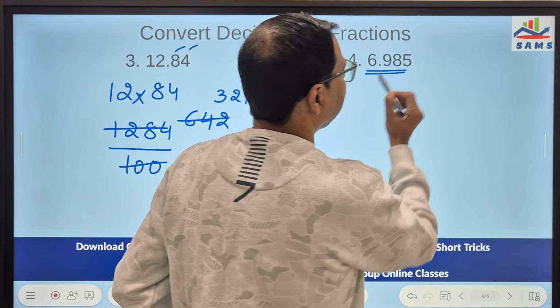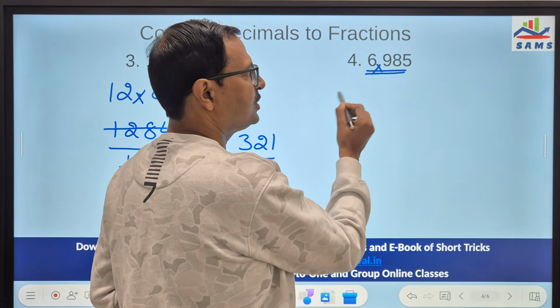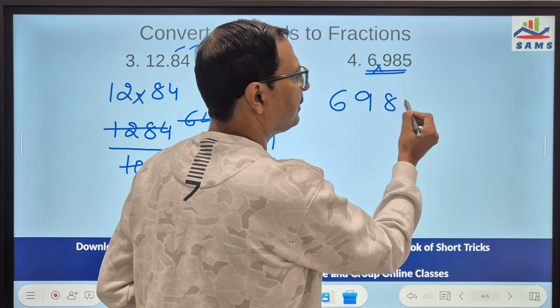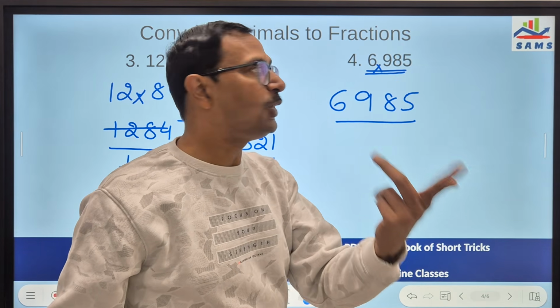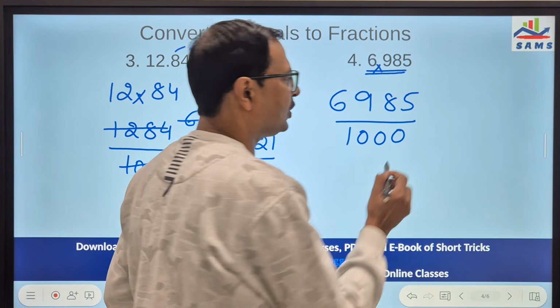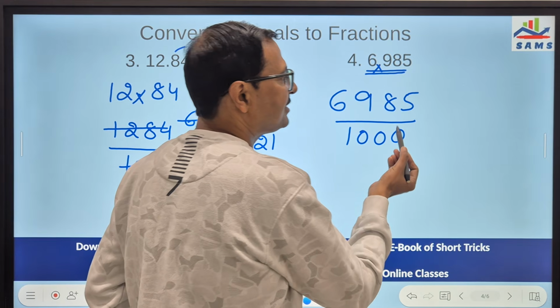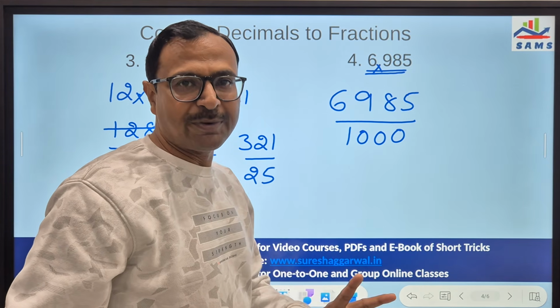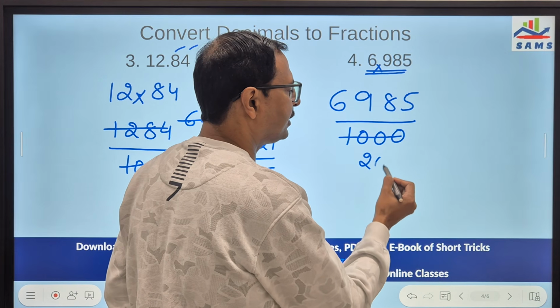So 6.985. Now here you have 3 decimal places, right? So write 6985, the complete number, and divide it by how many decimal places? 3. So 1000 is the denominator. And once you write 1000, you know that there are common factors, because this is ending in 5, this is ending in 0. Obvious common factor is 5. So if you divide this by 5, you get 200.